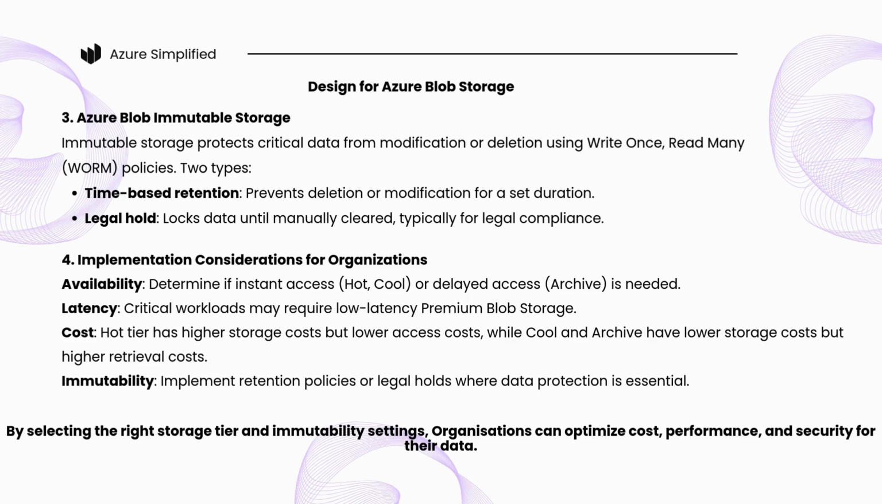4. Implementation considerations for organizations. Availability: determine if instant access, hot or cool, or delayed access, archive, is needed. Latency: critical workloads may require low latency premium blob storage. Cost: hot tier has higher storage costs but lower access costs, while cool and archive have lower storage costs but higher retrieval costs. Immutability: implement retention policies or legal holds where data protection is essential. By selecting the right storage tier and immutability settings, organizations can optimize cost, performance, and security for their data.